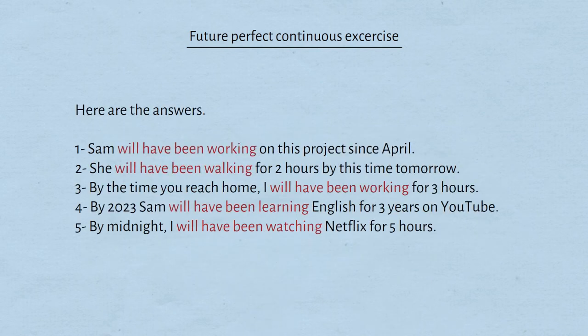Let's check our answers. Sam will have been working on this project since April. She will have been walking for 2 hours by this time tomorrow. By the time you reach home, I will have been working for 3 hours. By 2023, Sam will have been learning English for 3 years on YouTube. By midnight, I will have been watching Netflix for 5 hours.